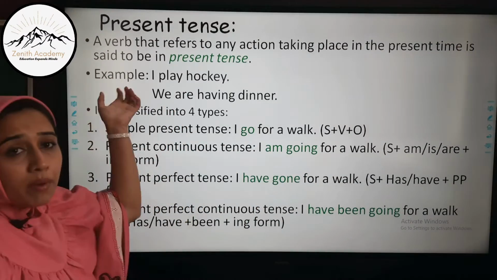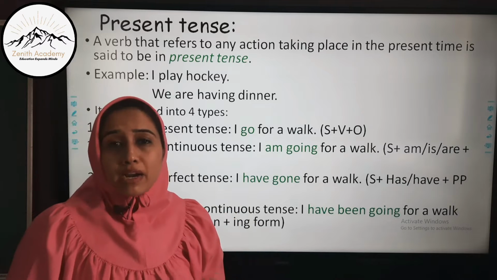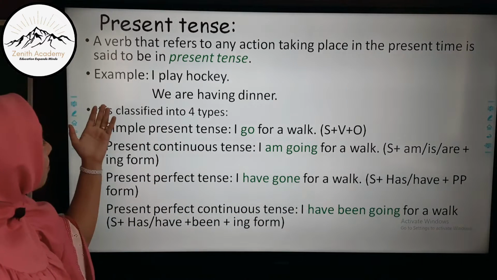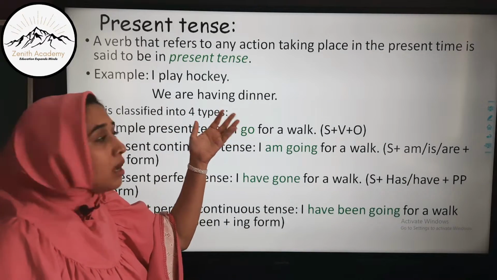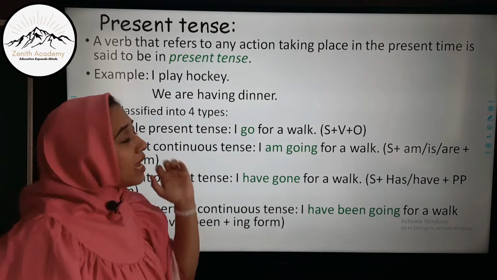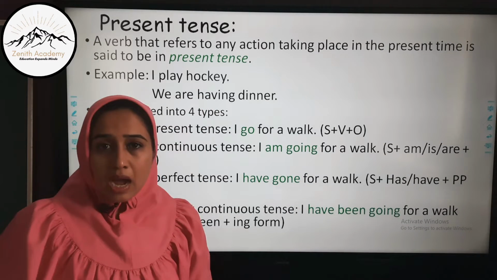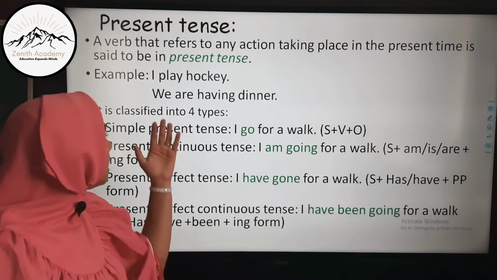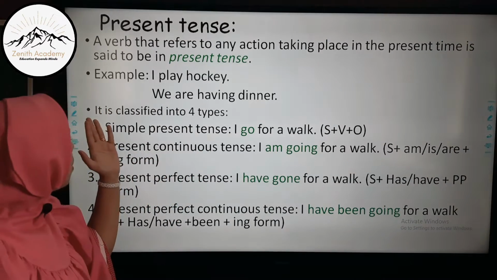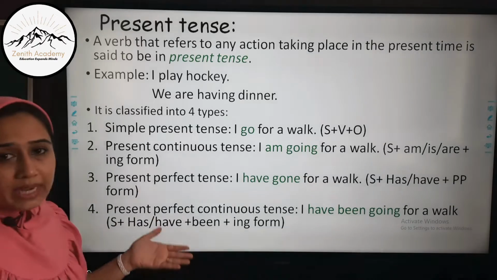Why are we saying a verb? Because verb is the main part of speech connected with the tenses. For example, I play hockey. We are having dinner. So these actions of playing hockey and having dinner are happening now in the present time, and that is why they will be present tense. Now present tense is classified into four subtypes.